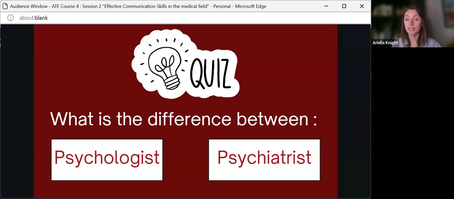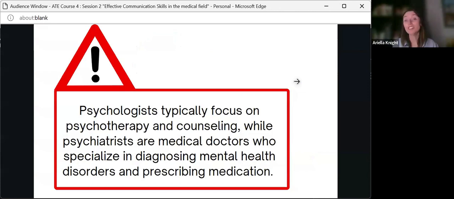10 more seconds. All right, here we go. So psychologists typically focus on psychotherapy, which is all about talking, discussing, changing mindsets, improving mood, and counseling. Well, psychiatrists are medical doctors who specialize in diagnosing mental health disorders and prescribing medication.